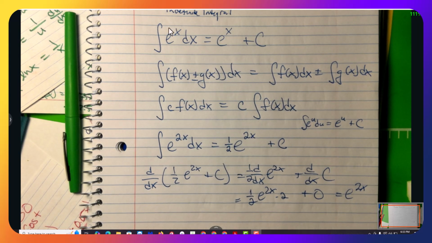I hope this helped. We're going to start doing more of this in class because this is going to be very important. If you haven't learned all your derivatives, your shells, go learn them. Because if you know how to take derivatives, antiderivatives is not so bad.